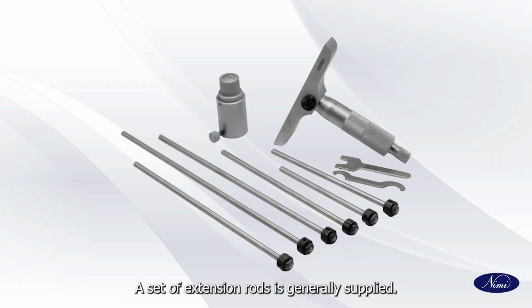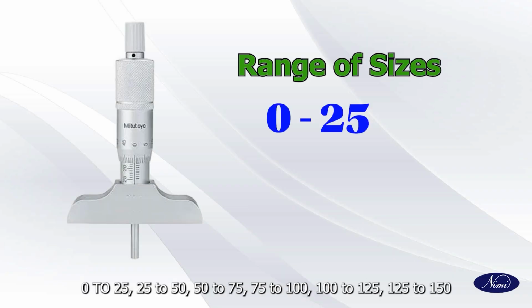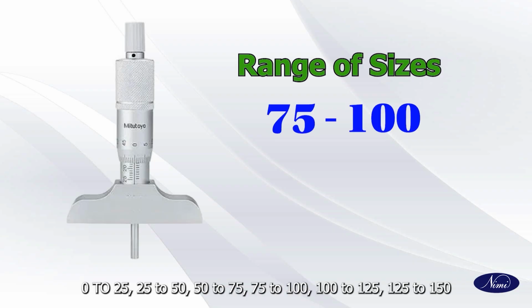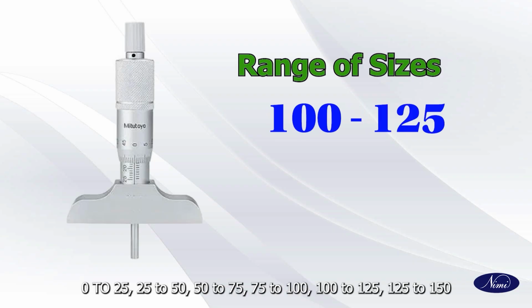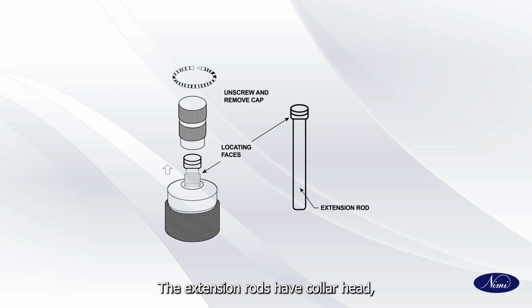A set of extension rods is generally supplied. On each of them, the ranges of sizes that can be measured with that rod is engraved as 0 to 25, 25 to 50, 50 to 75, 75 to 100, 100 to 125, 125 to 150. These extension rods can be inserted inside the thimble and the sleeve. The extension rods have collar head which helps the rod to be held firmly.